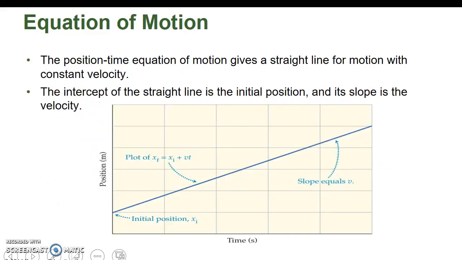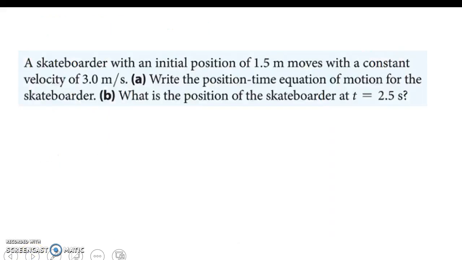Now, what this gives us is that when we graph it, we get a nice straight line. If we plot this equation, it's what we get. So our initial position is right here, where time is 0, that's our initial position. The slope of our line is the velocity, and that information's all right here. So let's look at this and see if we can make this all work.